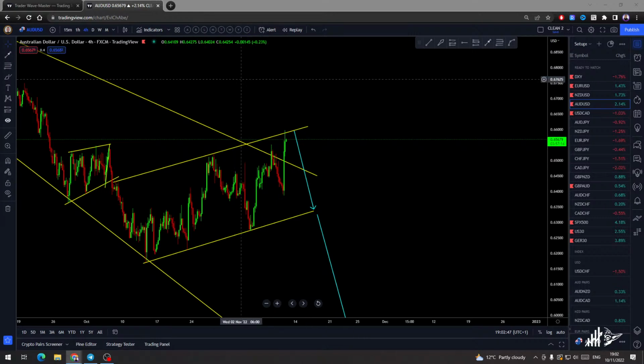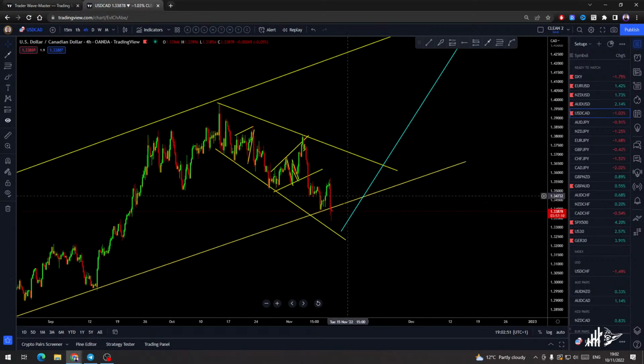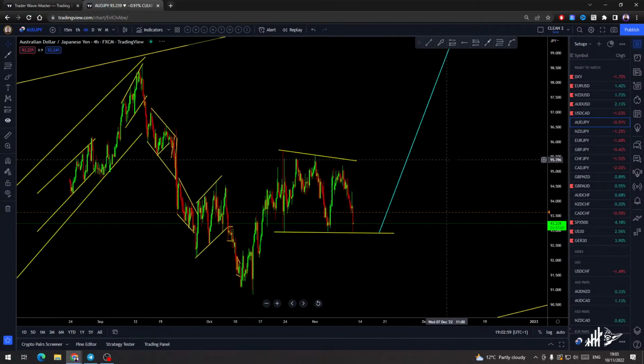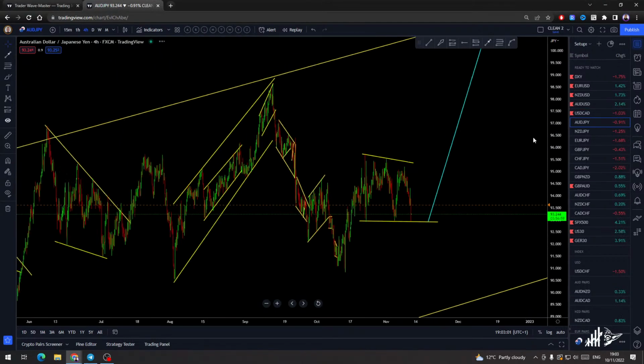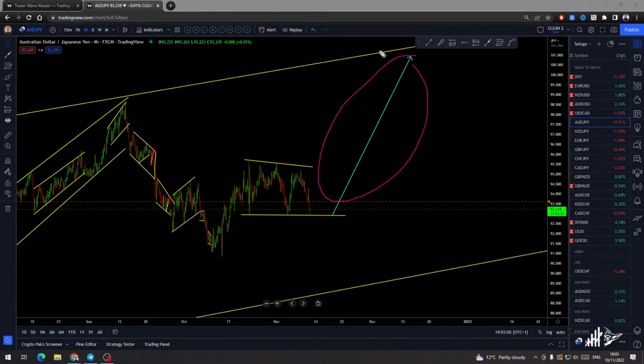Okay, so USD CAD, same there. That has to struggle over there and then go up. When? We don't know yet, but give it more time and then we will see more opportunity. Aussie yen, I see that all your pairs need to complete this movement.